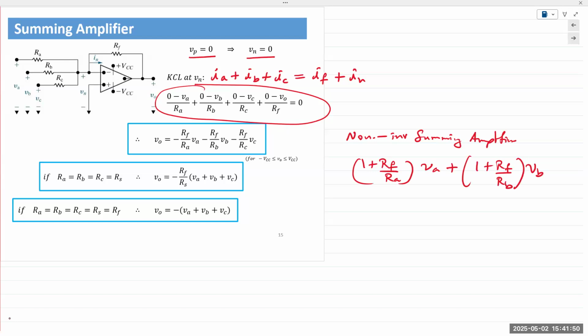The signals are still being summed up. They are being added up. Minus sign simply represents the inversion. Minus sign is simply referring to the inversion.